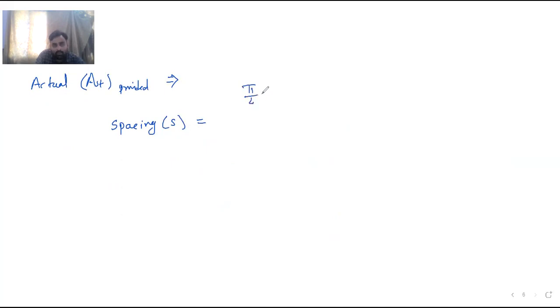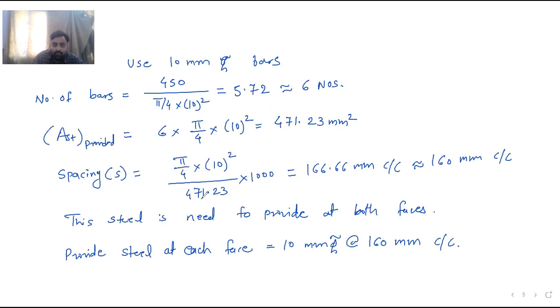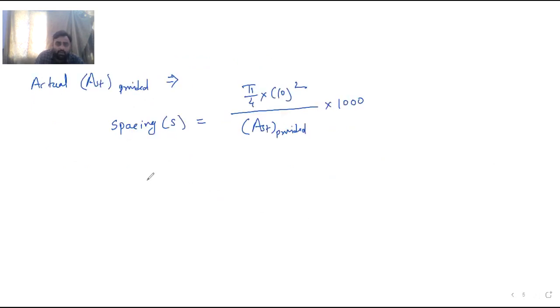Area of single bar. So area of the bar diameter is known to us, divided by AST provided, and multiplied by 1000. So now in this case, what is our spacing? When you consider the area of 471.23, it is 166, but now it comes 160. So if I put over here the spacing is 160, then it is pi by 4 into 10 square, and this is my actual AST provided.